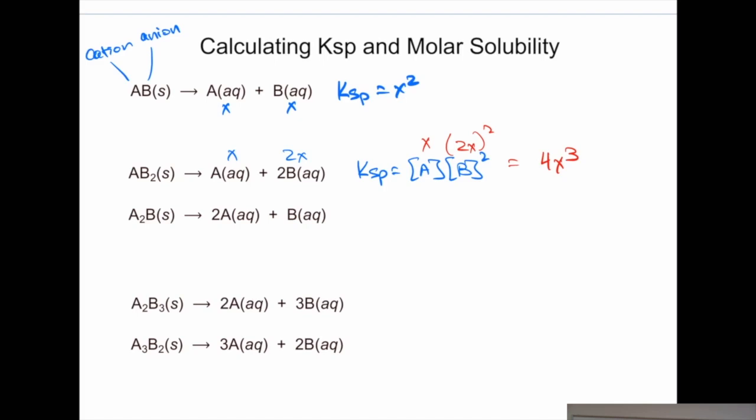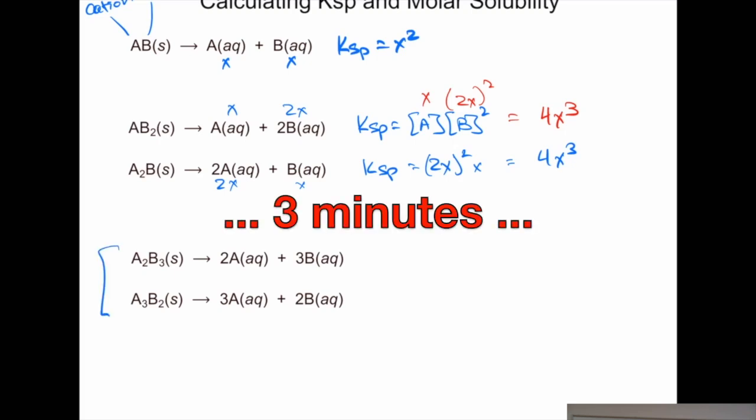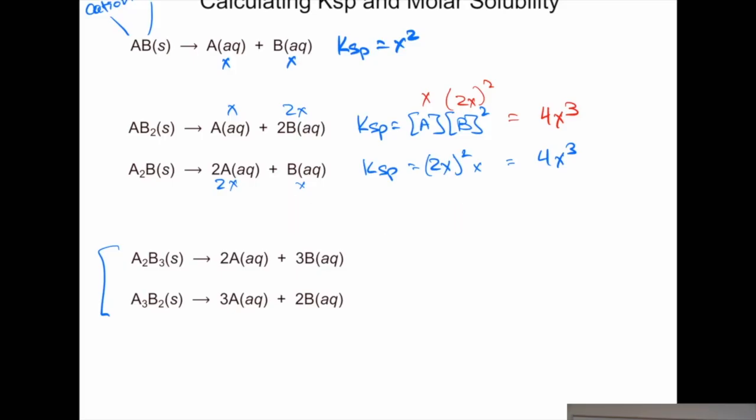And down below, it's the same thing. A2B dissociates into 2x and x. So the Ksp is going to be equal to 2x squared times x, which is still equal to 4x cubed. Doesn't matter. What are you going to get if it's one of these two? It's going to be the same answer, but what are you going to get? You figure it out. Are you sure it's 6 or is it 5? Let's figure it out. Let's do it together.